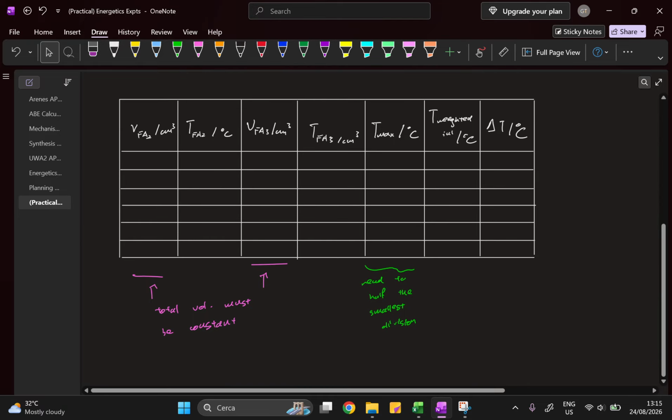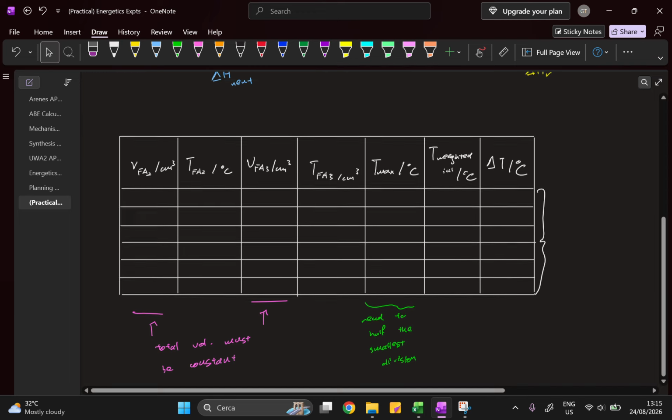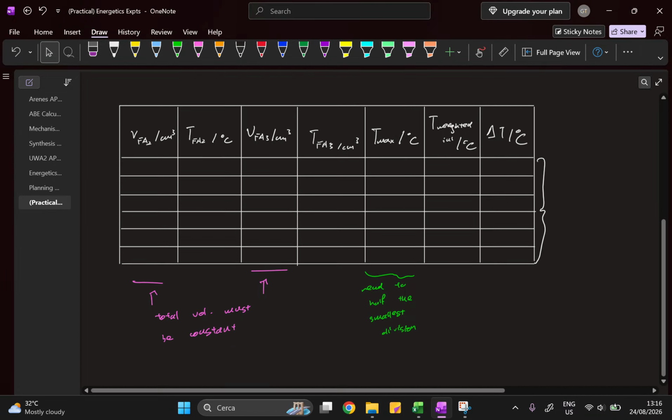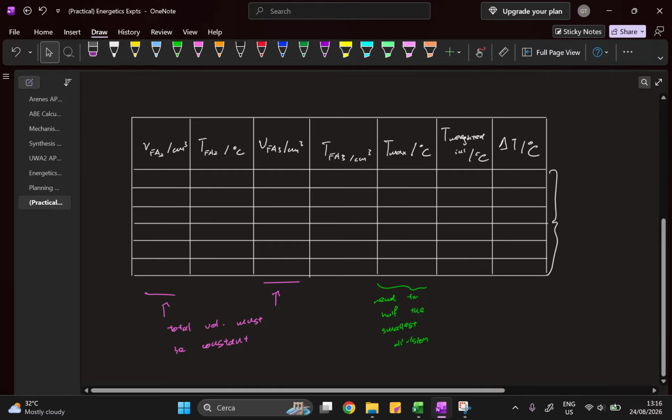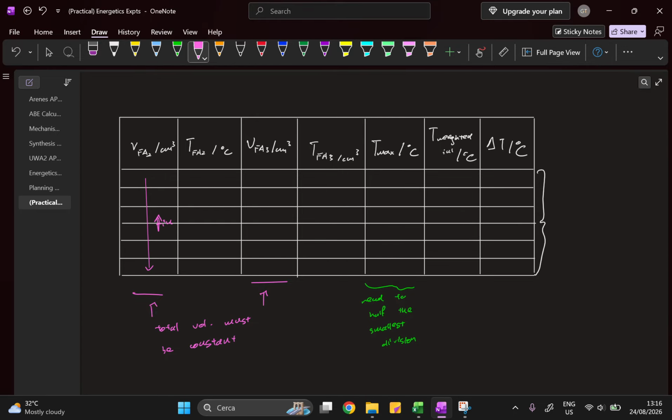As I said, the reason why I've drawn 6 rows here is that by right, when you're doing your planning, you only need 5. But for some reason, usually if they are asking you to do this as a practical rather than as a planning, they usually give at least 6. As I revise the practical bit, I will also revise a bit on the planning parts of the experiment. So from here to here, the volume of Fa2 that you add is going to be increasing, and then this one is going to be decreasing.